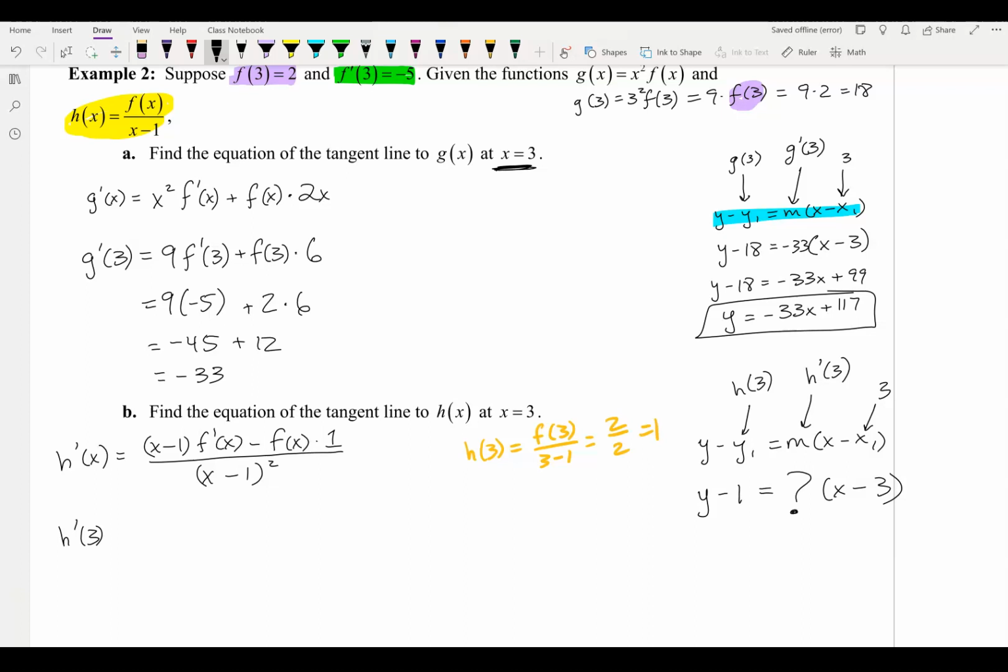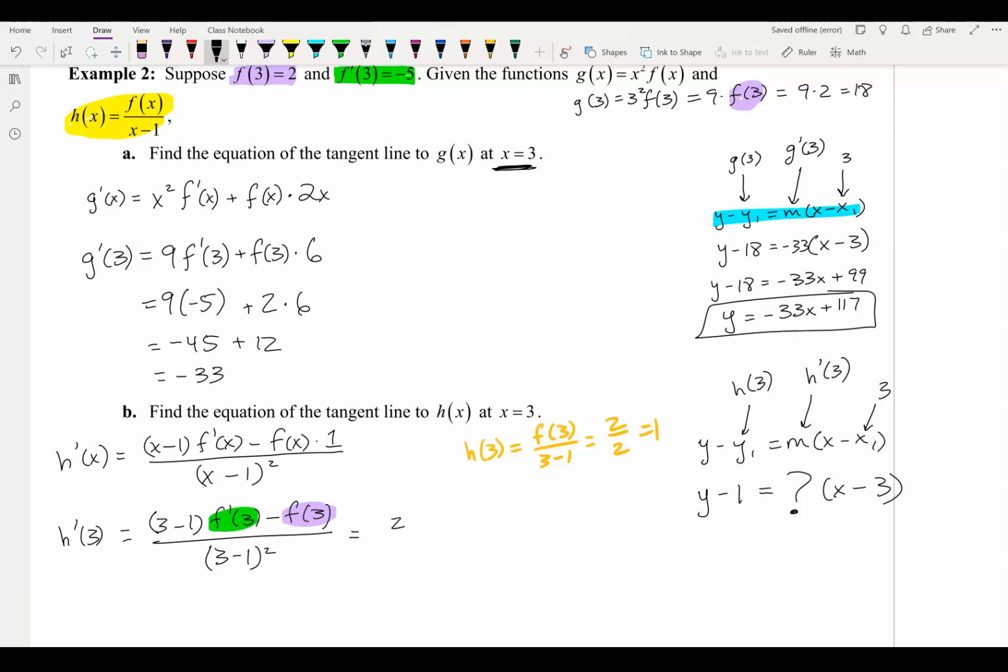Why? Because look at the yellow function. It's a function, f of x, divided by another function, x minus 1. So we want h prime of 3, which is going to look like this quotient, but we're going to plug in 3 for all of our x's. So we have 3 minus 1, f prime of 3 minus f of 3, all over 3 minus 1 squared. And we have f of 3 in purple at the top of the screen. We have f prime of 3 in green at the top of the screen. We're going to plug all that in, and we should have our slope of our tangent line.